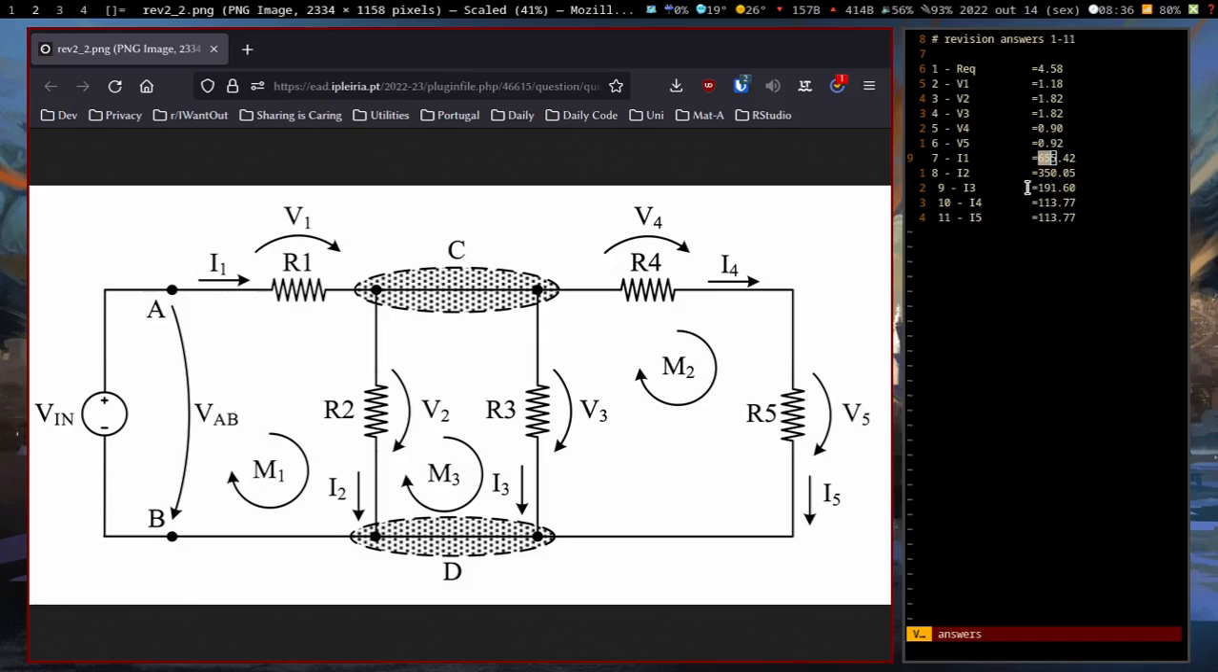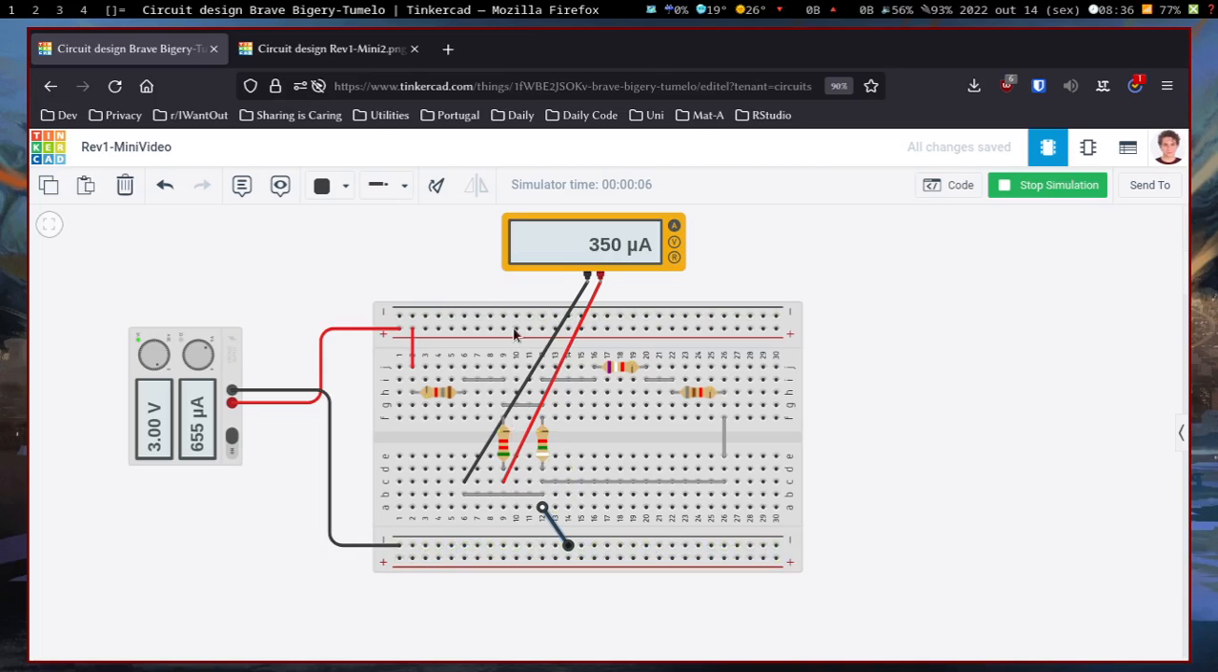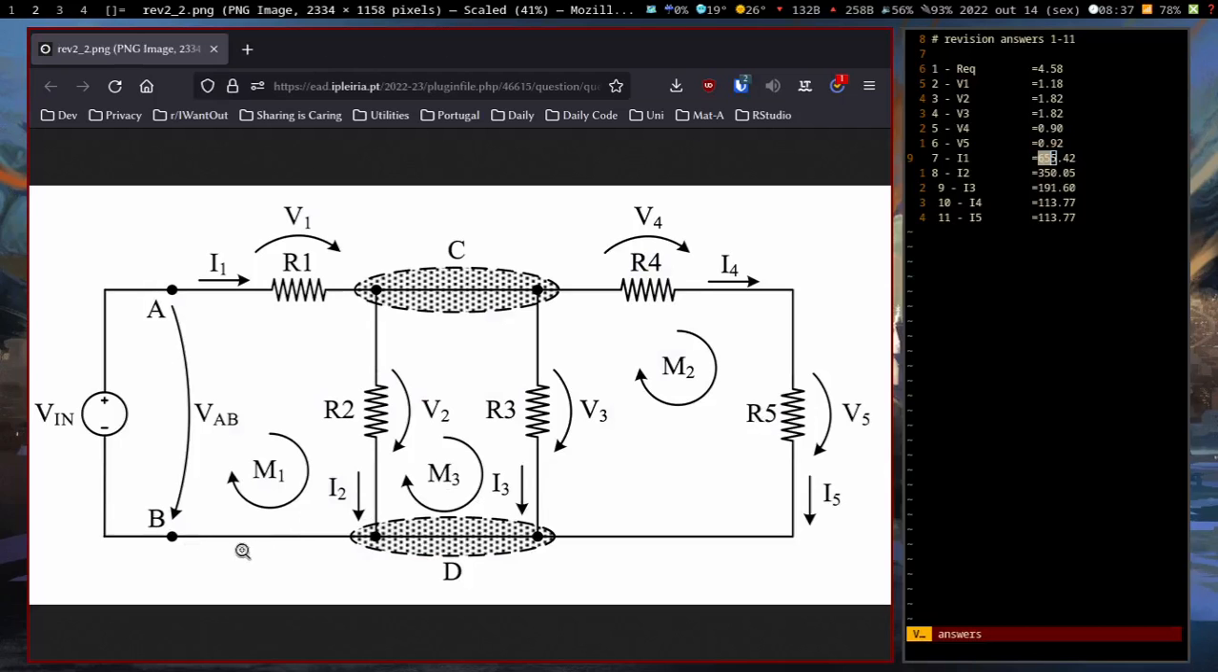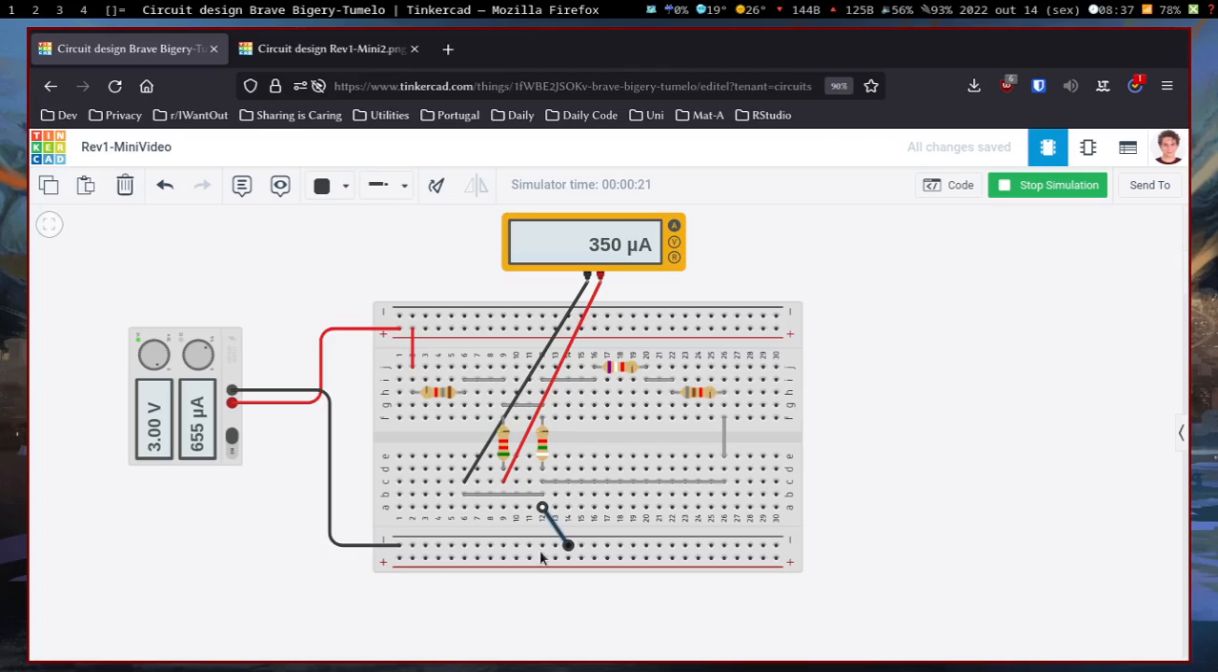350 microamperes, 350. So what I did here was the following. I hijacked the current from this point, and since I didn't have much space, I just decided to give it back here. Now I need to get this point and bring it back to our system. Here is the node where everything connects. In our graph, it's this one, this line right here. That being done, I got the measurement right, we can move on.